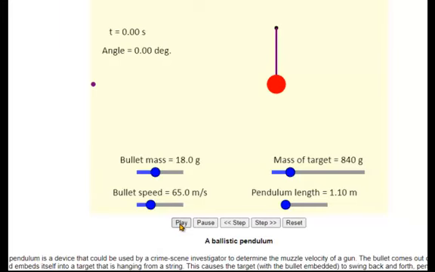Okay. Hit the target with the bullet, there we go. And then try to figure out what the angle is. So it looks like 22 degrees, 23, 24 degrees. That's it, 24 degrees.